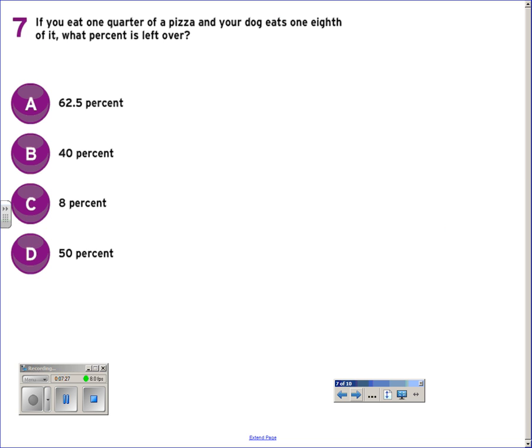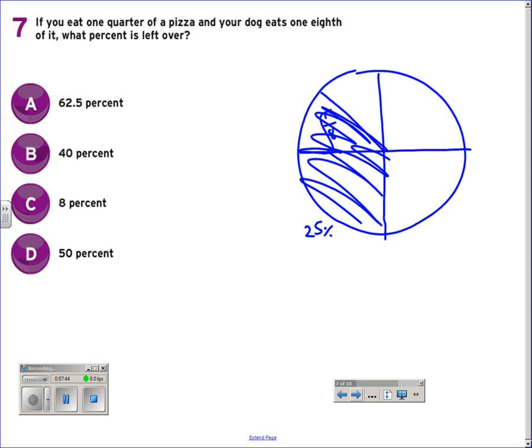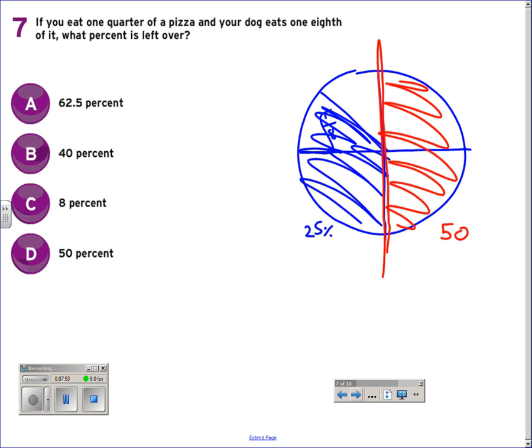Number 7. I love this question. You eat a quarter of the pizza, so that's 25%, right? You eat 25%. The dog eats an eighth, so that's 1 slice, right? So that's an eighth. How much is left? Well, if you think about it, if you ate half, that would mean you had 50% left. We have more than 50% left, right? So our answer has to be more than 50%.